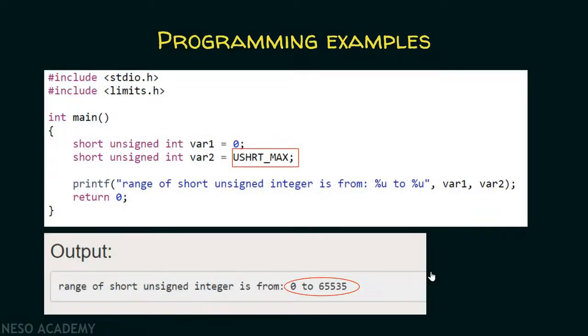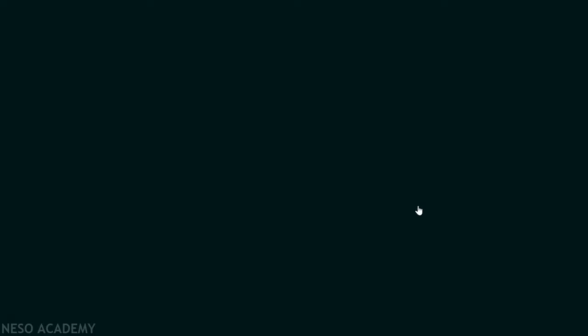And finally, in example number 4, we are using USHRT_MAX for getting the maximum value of unsigned short integer. And as expected, the range is from 0 to 65,535. Note, you can also write unsigned short instead of short unsigned here. The order doesn't matter. You can also check the range of long integers by replacing the keyword short with long. And in printf, instead of using %d, you can use %ld for long signed integer, and instead of %u, you have to use %lu.